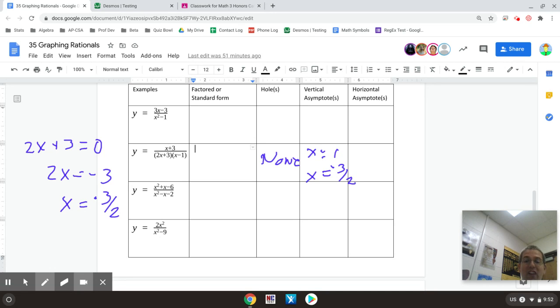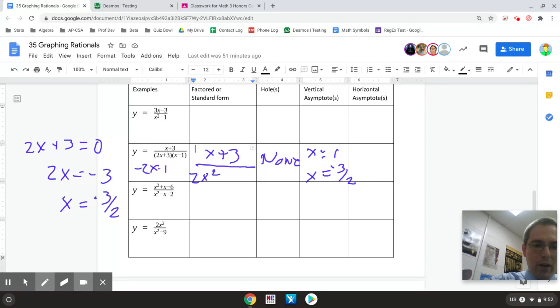Now, to be able to find the horizontal asymptote algebraically, I need to put this in standard form. So the numerator is already in standard form, x plus 3. The denominator, I would need to multiply that out. So that's 2x times x is 2x squared. I would have a 2x times 1 is a minus 2x. I'm going to write that over here. And then a 3 times x is a plus 3x. And then I would be able to add those like terms together. So minus 2x plus 3x is plus x. And then 3 times minus 1 is negative 3.